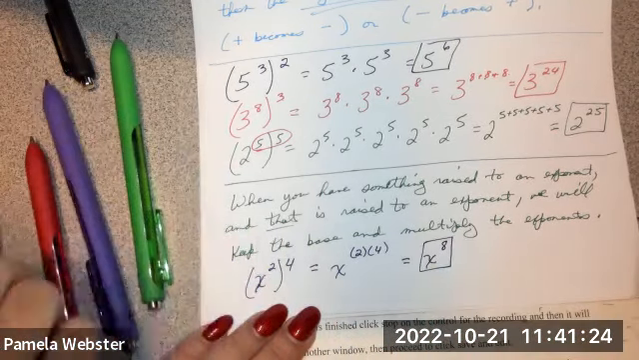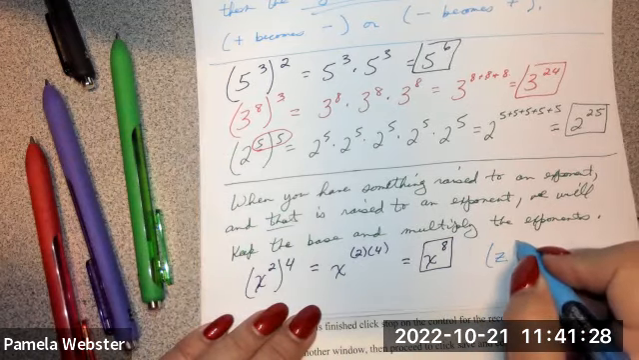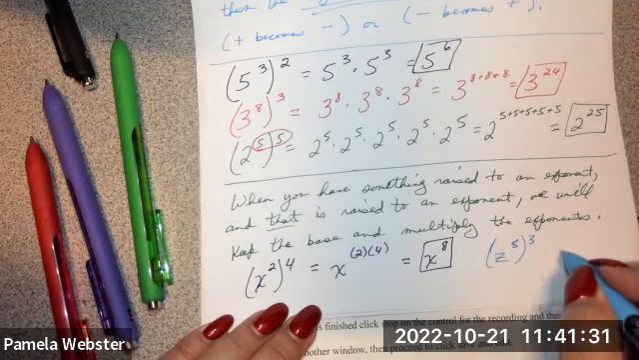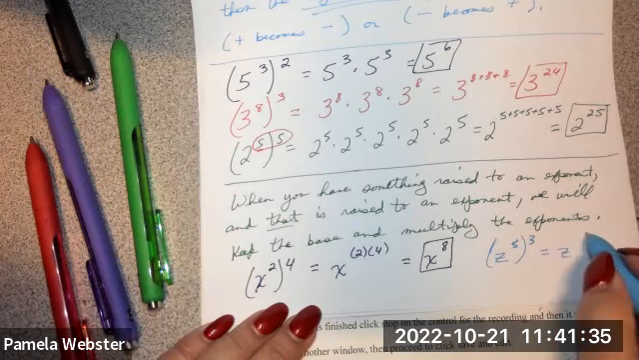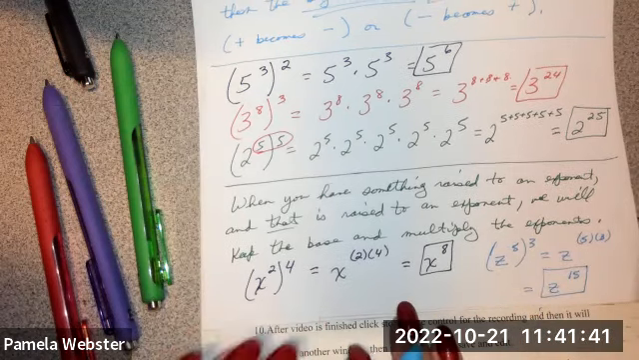So what if it was like z to the 5th power raised to the 3rd? Well, it's keep the base, multiply exponents, 5 times 3. So that'd be z to the 15th. That's what we're looking at.